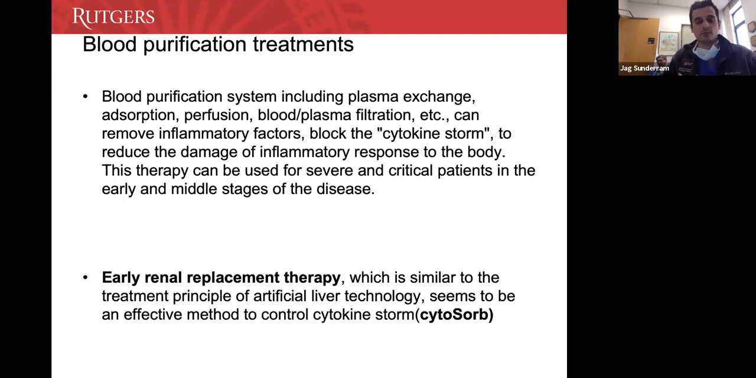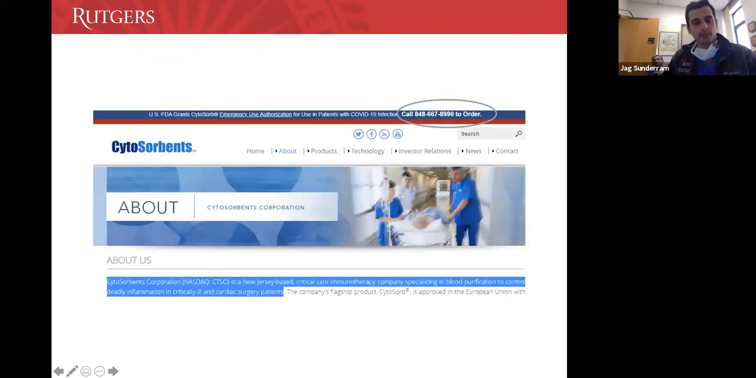This has been tried in patients with sepsis and septic shock, and it actually works in reducing the number of pro-inflammatory cytokines. One of the membranes that was suggested for us to use is called CytoSorb. And the interesting thing is that when I Google CytoSorb, the company that makes this membrane is right here in New Jersey. They've been given FDA emergency use authorization for patients with COVID-19 infection. So again, they're using the CVVHD machine itself, not to correct renal failure or treat hyperkalemia or acidosis, but to decrease the number of circulating cytokines.